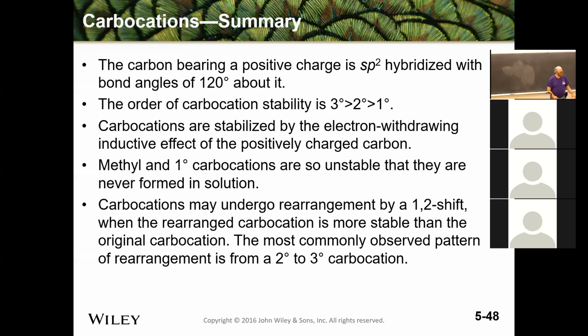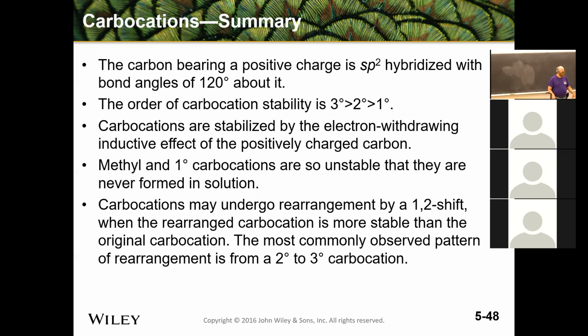Okay, so in summary, the carbon bearing a positive charge is sp2 hybridized, meaning it's trigonal planar, with bond angles of 120 degrees about it. The order of carbocation stability is tertiary, secondary, and primary. Carbocations are stabilized by the electron donating inductive effect of the groups around the positively charged carbon. Okay, so groups that donate electrons toward it will stabilize it. Methyl and primary carbocations are so unstable that they are never formed in solution.